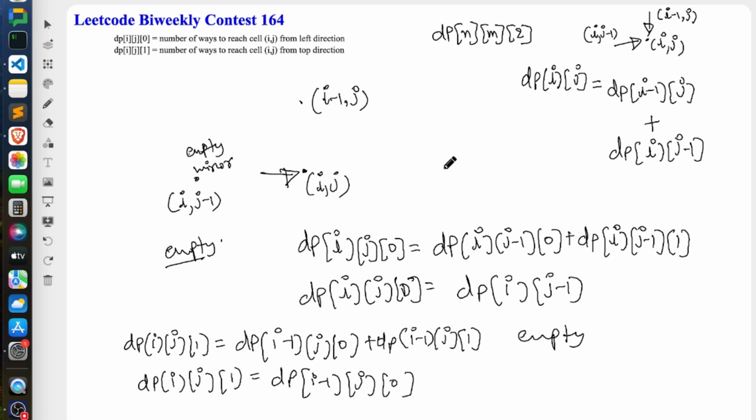Why? Because since there is a mirror here, only those ways would be considered which are coming from the left, because if you are coming from the left and there is a mirror here, it will move down, right? So the number of ways to reach cell i, j from the top would be the number of ways to reach i minus 1, j from the left, because there is a mirror here. So yeah, this is the recurrence relation.